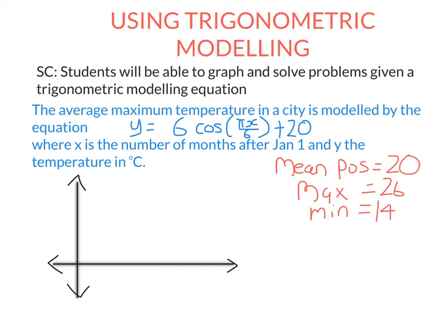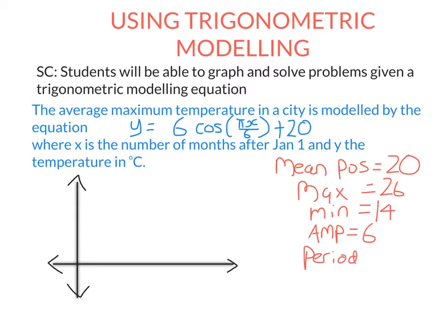And we'd expect that answer because the mean position is halfway between the minimum and the maximum. We also expected that value for the minimum because this number in front is the amplitude. So the amplitude of this graph is 6. Remember, that's the distance from the minimum to the mean position, or from the mean position to the maximum. The last thing that we've been calculating is the period of the graph.